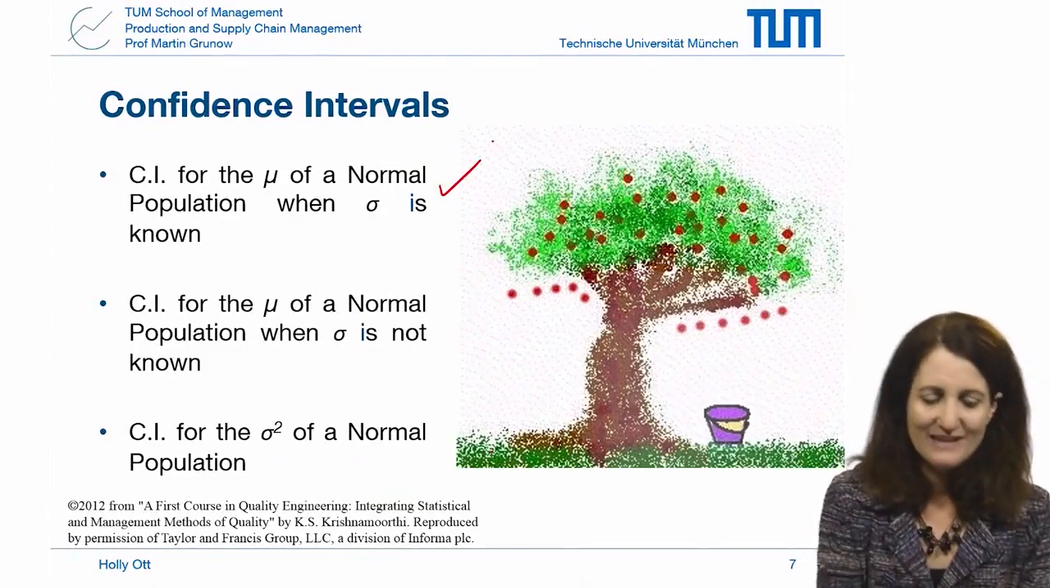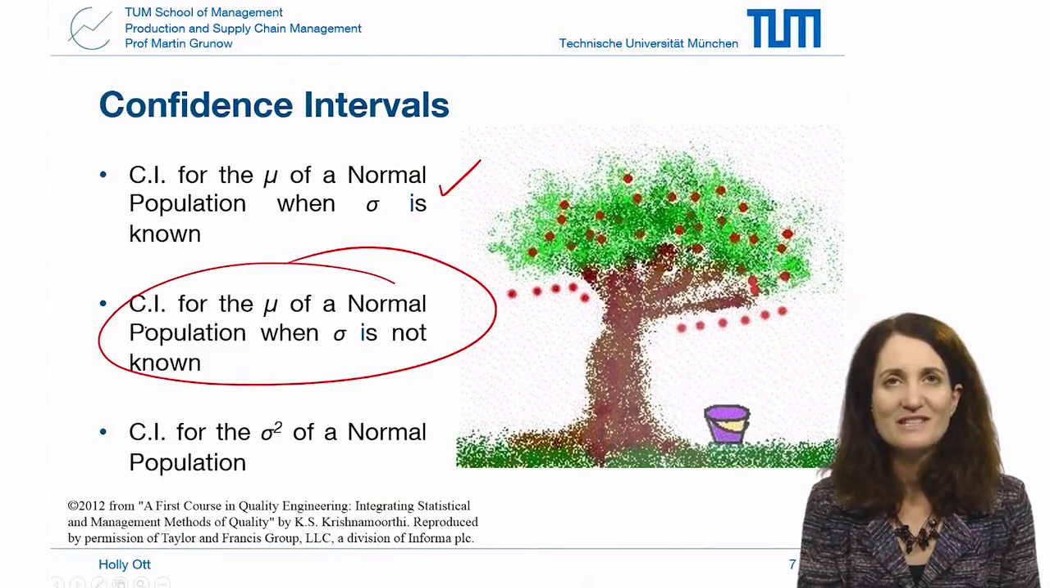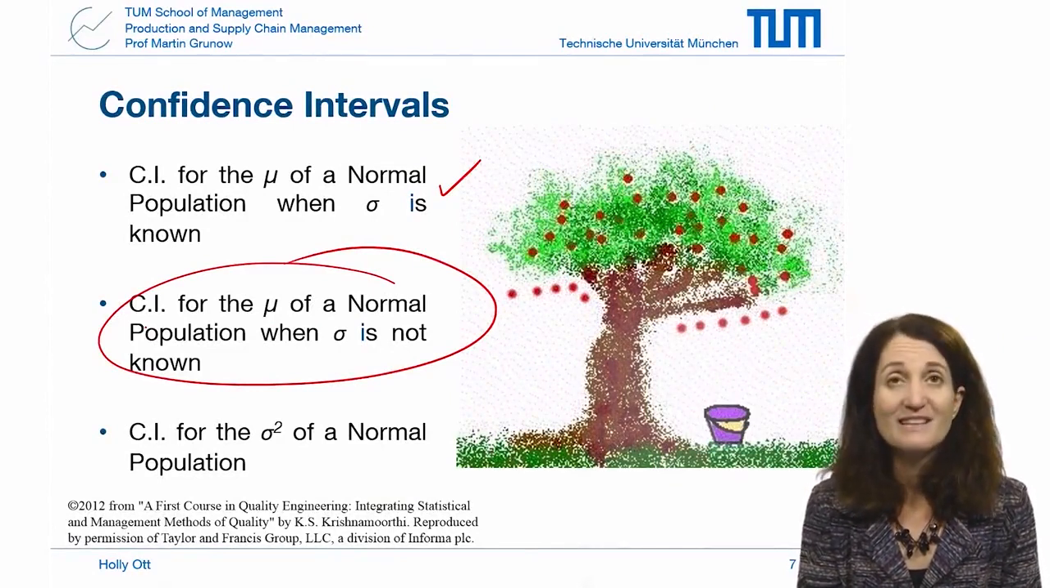This is number one. Now we're going to look for what we do for a confidence interval when the sigma is not known.